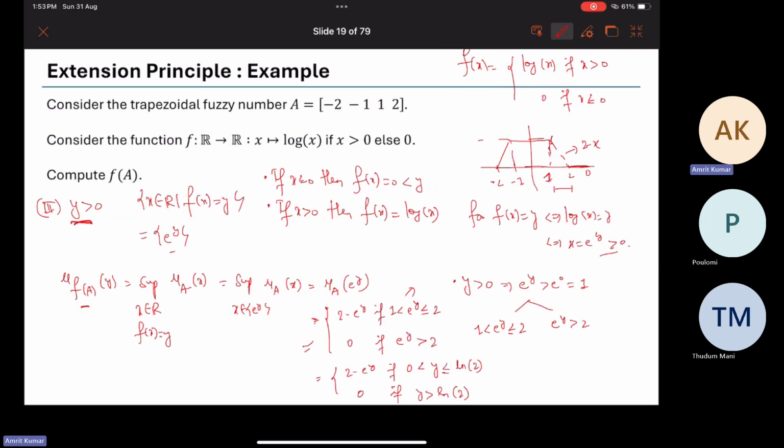When y is greater than 0, then its membership is 2 to the power 2 minus e to the power y for y between 0 and ln 2, and it is 0 when y is greater than ln 2. So we computed our set f of A. This is done.